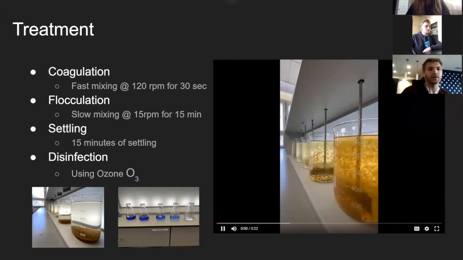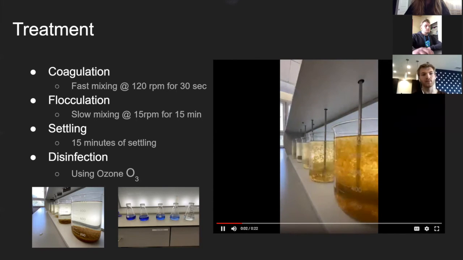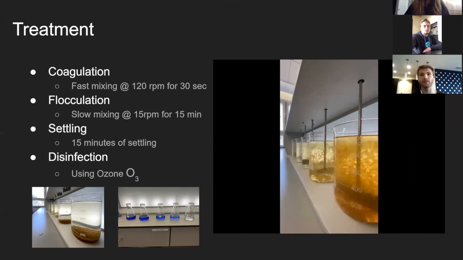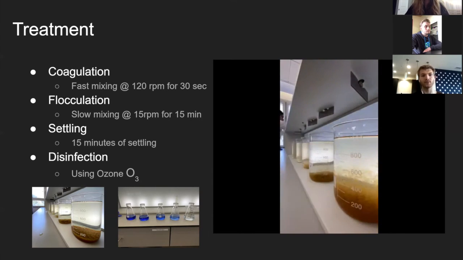The process starts with coagulation, which is a fast mix where we put in iron chloride and immediately start mixing at 120 RPMs for 60 seconds. After this, you slow the speed to 15 RPMs for 15 minutes to create a relative velocity between the large and small particles so that they latch on to one another, or flocculate. Now you stop the spinning and let them settle for another 15 minutes. The larger particles that flocculate to one another will sink to the bottom.